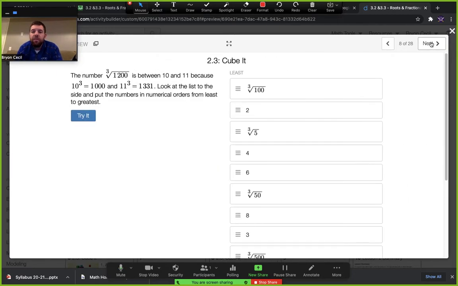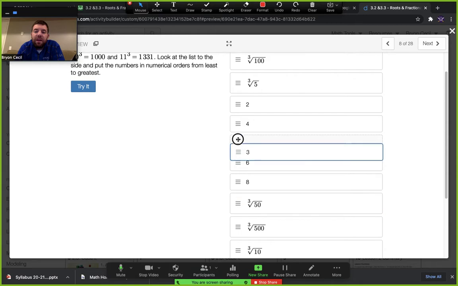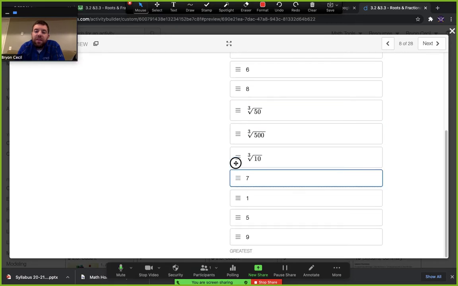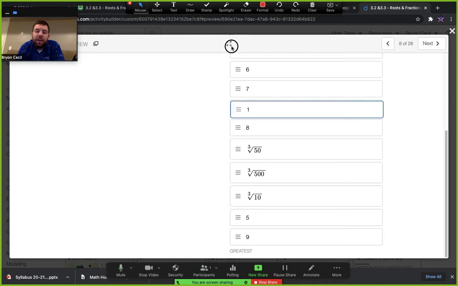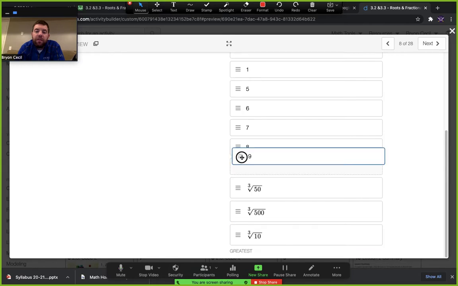All right. So now, guys, the cube root of 1,200 is between 10 and 11 because we know that 10 cubed is 1,000 and 11 cubed is 1,331. Look at the list to the side and put the numbers in numerical order from least to greatest. We have quite a few here. So here's what I'm going to do. Right now, I'm going to take these whole numbers and put those on the number line because we know where they go.